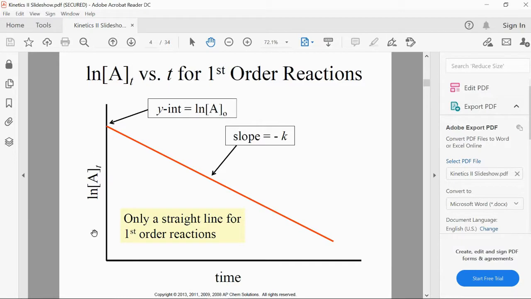So again, if on the y axis it plots natural log A, and then on the x axis, this is plotted against time, if this generates a line with a negative slope, you know that is a first order reaction. This only happens for a first order reaction. It was a straight line if it was concentration versus time for 0 order reactions.